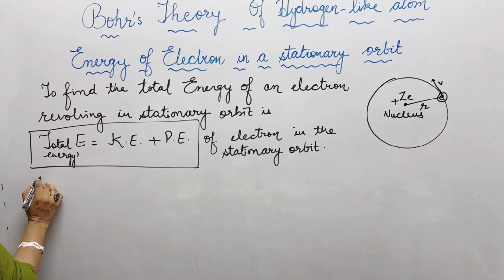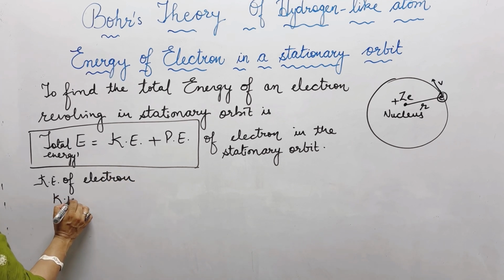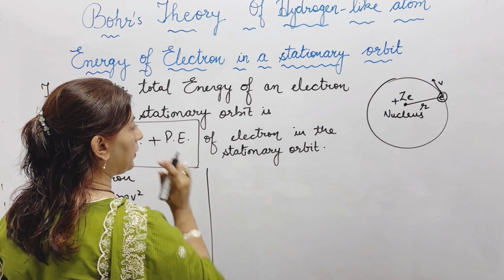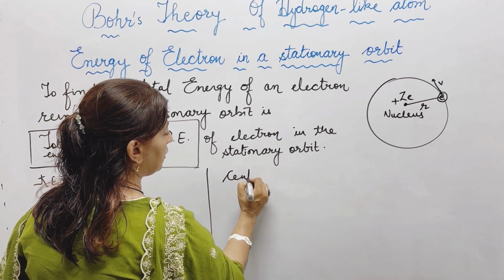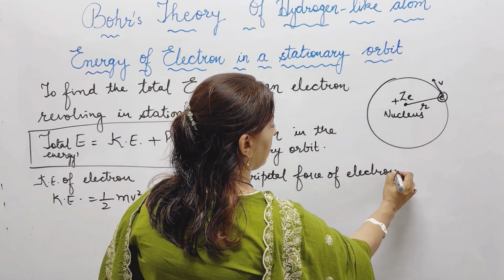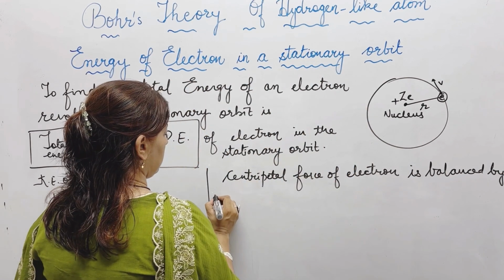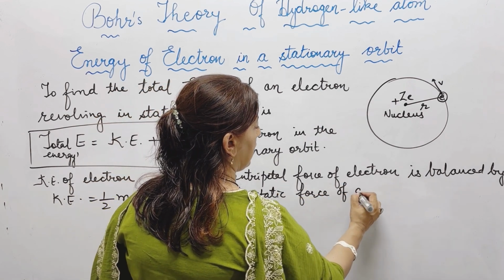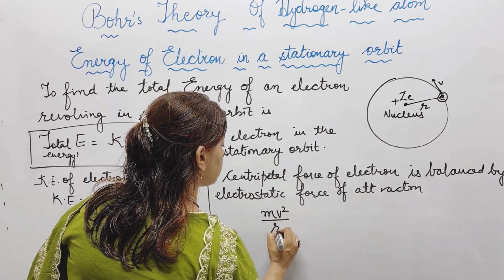Now, first we'll calculate kinetic energy. The kinetic energy of electron is given by half mv square. To calculate this, again we will take help of the same formula. The electron is revolving on the stationary orbit, so it is possessing centripetal force. The centripetal force of electron is balanced by electrostatic force of attraction, and because of this we have mv square by r. This is the centripetal force.